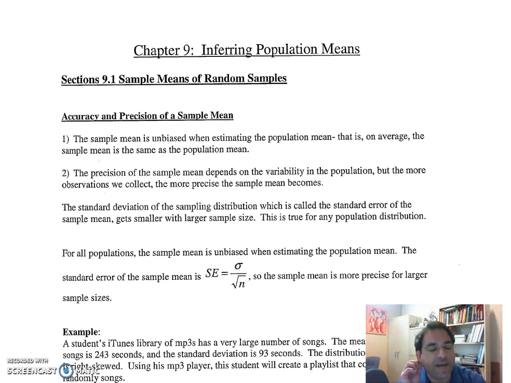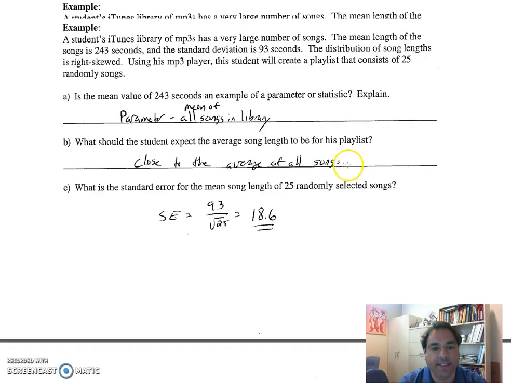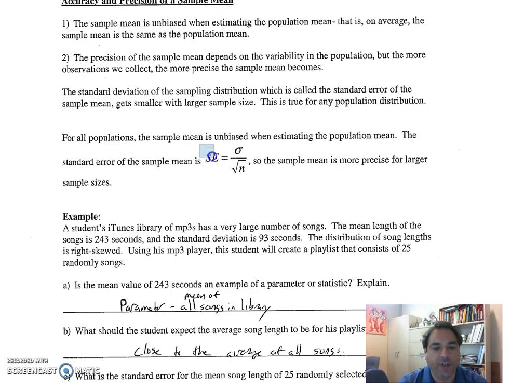Hello, this video is for Chapter 9, STA2023. We're going to be talking about inferring population means. So in this case, similar to Chapter 8, we're going to be looking at your SE, and the formula for your SE, your standard error, will be the standard deviation divided by the square root of n.